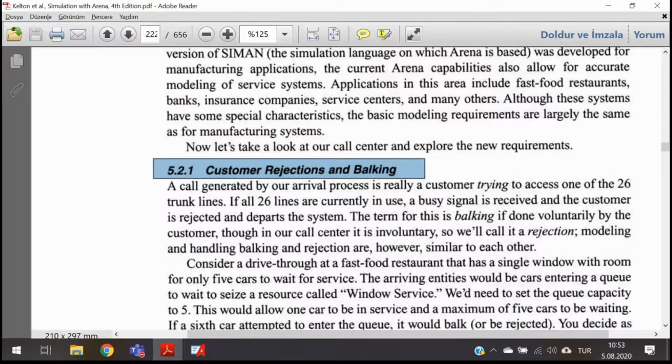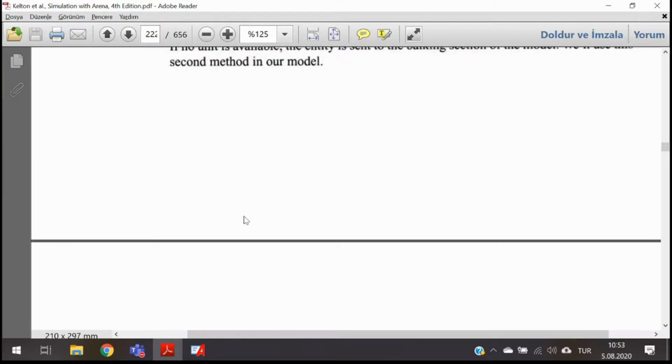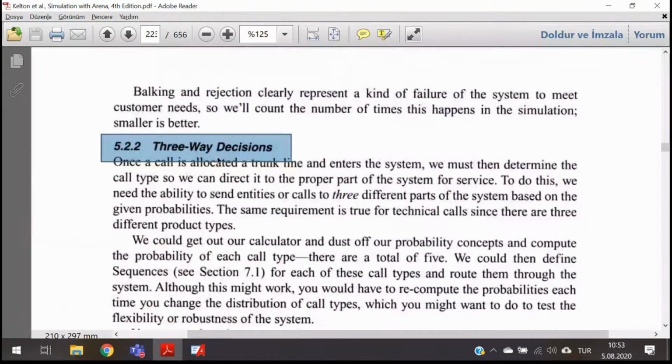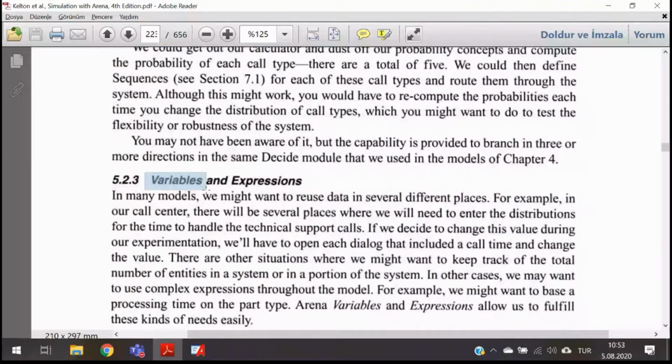Another issue that we are going to use is three-way decisions. You see there are 3 types of customers. There are 3 types of products. Up to this point, we have used decision modules only for two-way modeling. So this time we are going to apply three-way decision modeling. And again, in these modules, we are going to use some system variables and expressions. So these are new issues that we are going to learn in this application, and how we are going to use them.